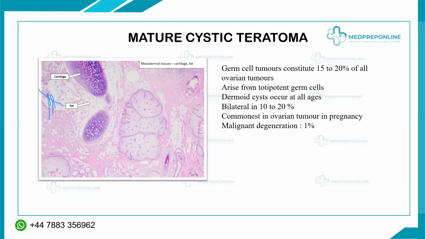So if they ask you the most common germ cell tumor, which is found in pregnant patients, it is a mature cystic teratoma. They are bilateral in almost 10 to 20% of patients and malignant degeneration is seen in almost 1%. So here you can see, because they arise from totipotent germ cells, you will see different mesodermal tissues. So you can see here cartilage, you can also see some fat cells, right? And different types of epithelium involved.